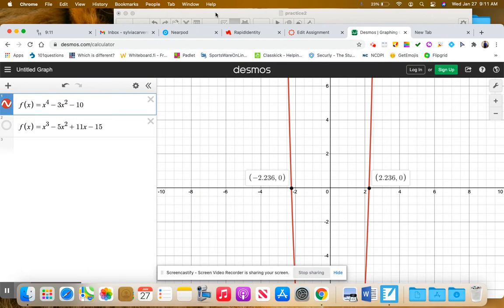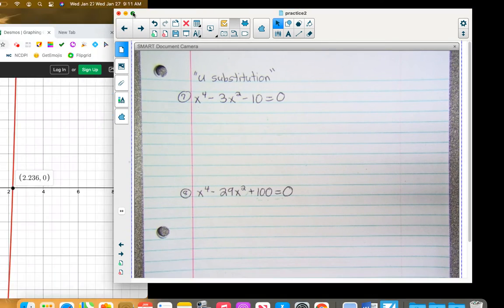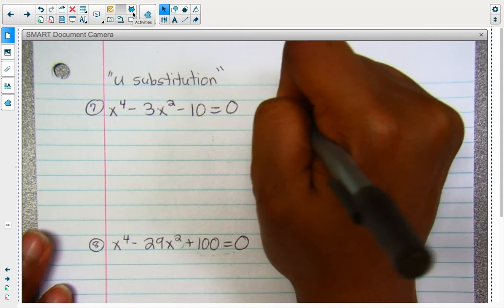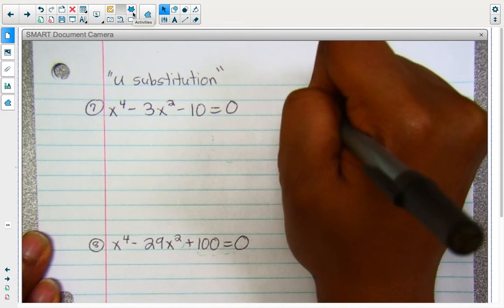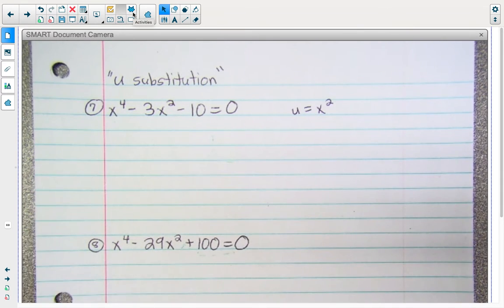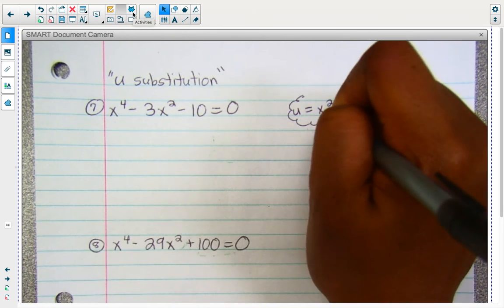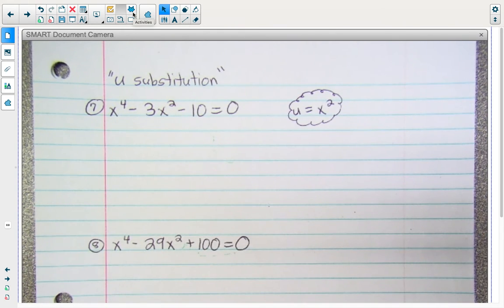So I'm going to show you something called U substitution. Instead of having this x to the 4th, I'm going to introduce something called u. So we're going to let u equal x squared. So our u value is going to equal x squared. Every place that I have an x squared, I'm going to put a u into this problem.